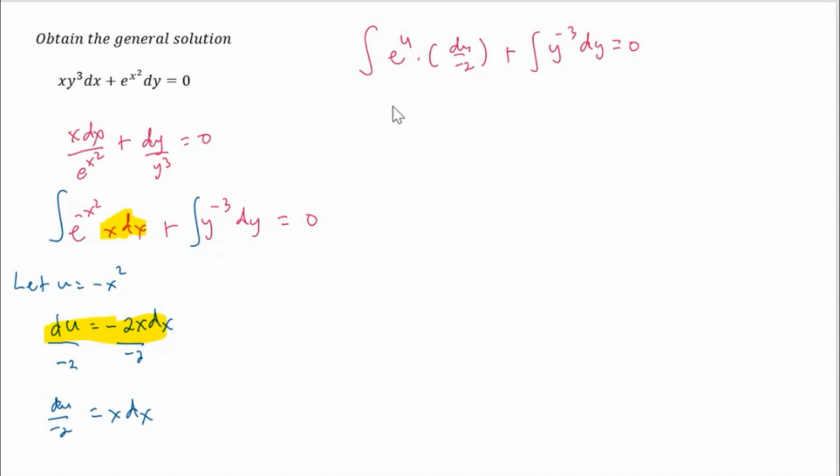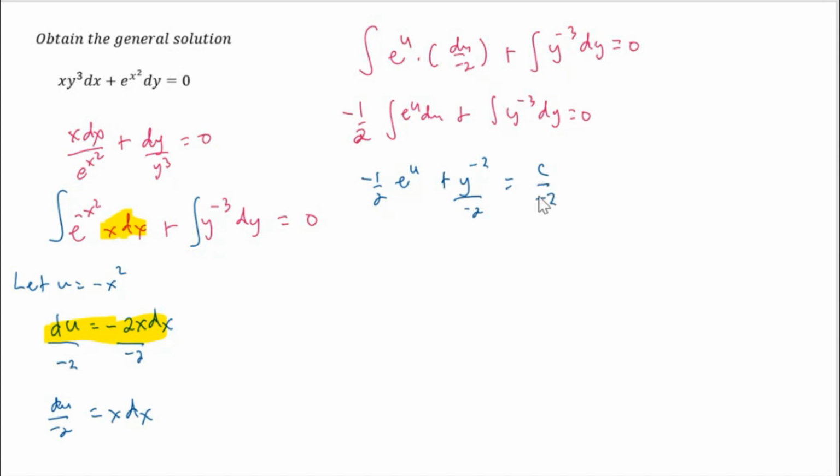Now, simplifying the first term, we can write negative 1 half the integral of e raised to u du plus the integral of y to the power of negative 3 dy is equal to 0. So integrating the terms now, we can have negative 1 half of e raised to u plus y to the power of negative 2 over negative 2 is equal to c over negative 2.